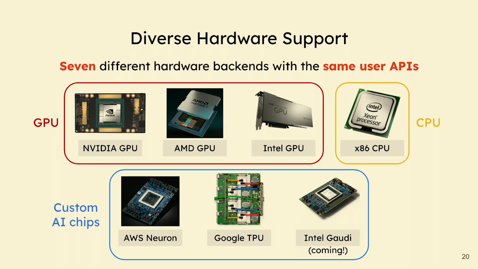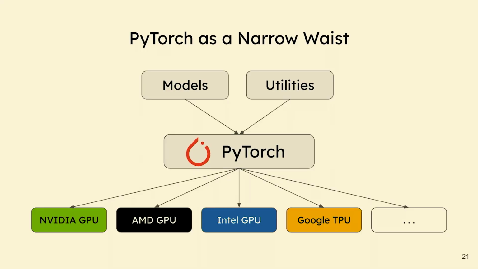Lastly, we want to highlight that vLLM is a multi-hardware platform. Currently, we support 4 different types of hardware, including different types of GPUs, CPUs, and custom AI chips. This is possible because we have a very close integration with PyTorch. Instead of relying on external compilers or formats like ONNX, we just use PyTorch as a narrow waist. It's a middle ground to connect different backends with hardware-agnostic models and utilities.